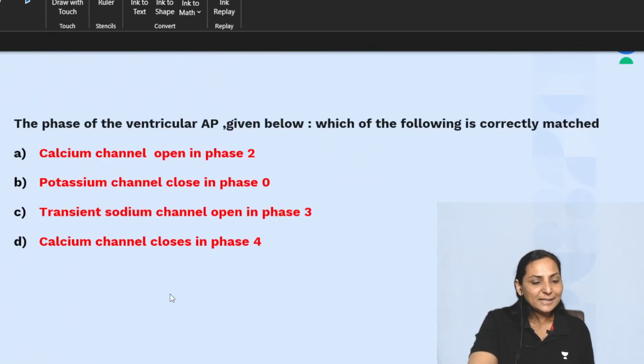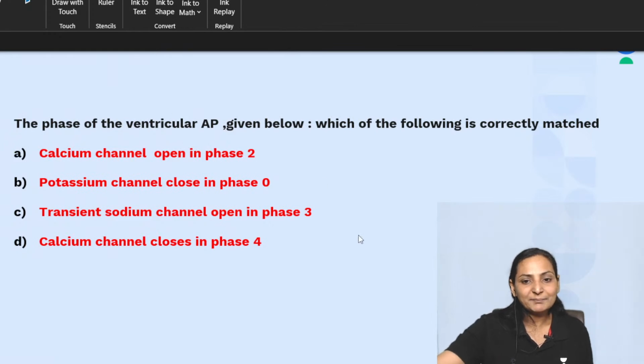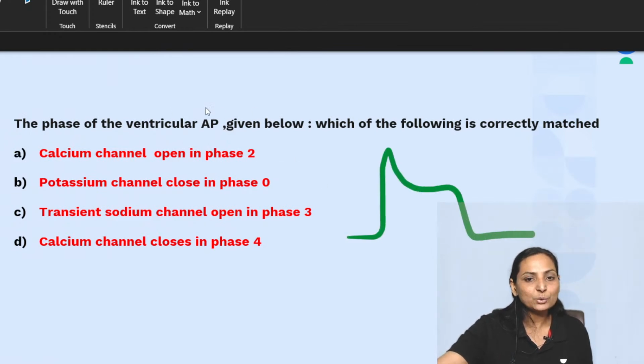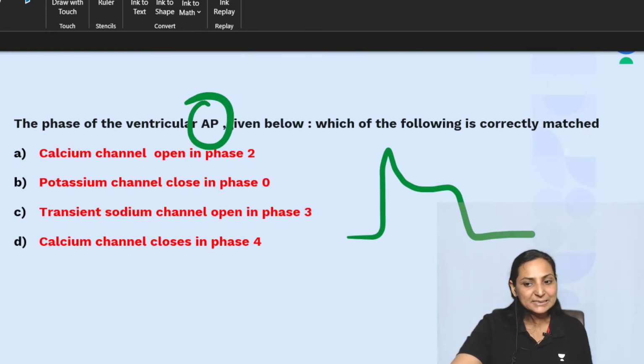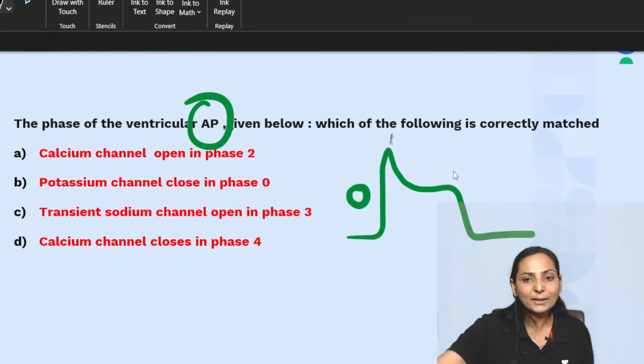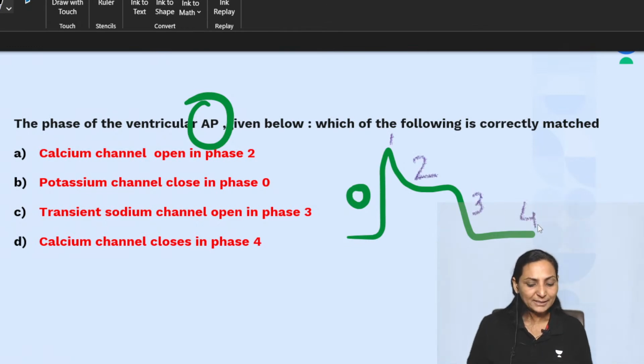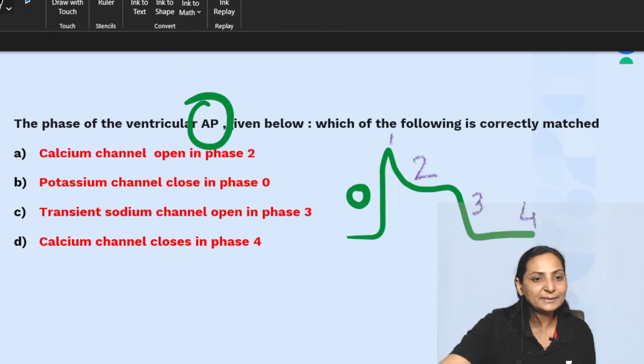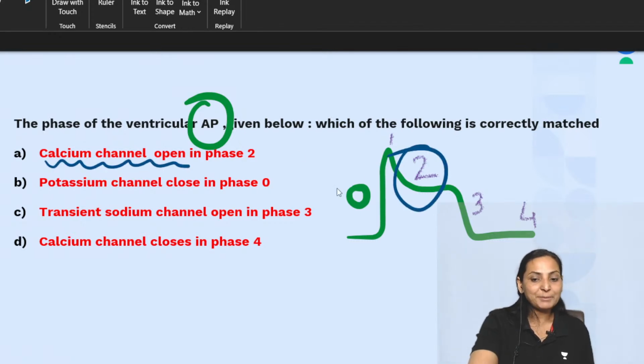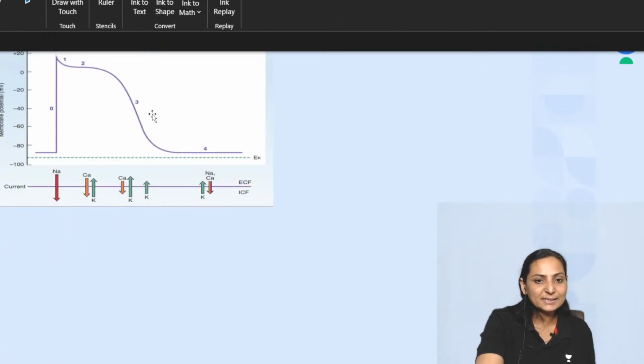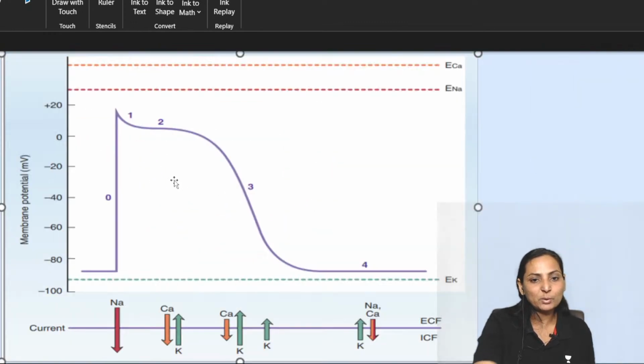Now, the next question given was that you were given the phase of ventricular action potential, and you were asked the ionic basis of that. You know that this is phase 0, 1, 2, 3 and 4, right? So what is the correct answer? Yes, definitely the correct answer is A, that is the calcium channels for the plateau phase. So this is the ventricular action potential.